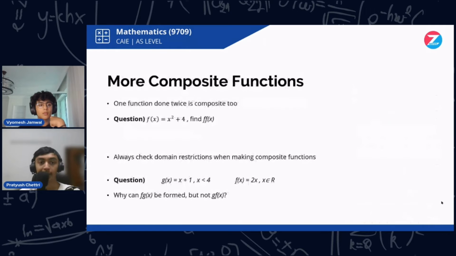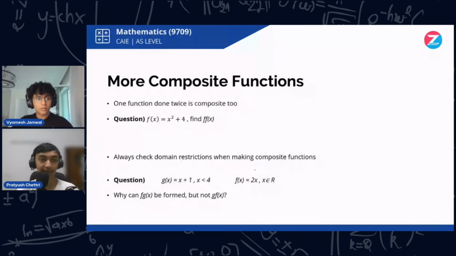Okay, so a little bit more on composite functions. You can do the same function twice, such as here. Question: f of x is x squared plus 4. You can find ff of x, which is just, you put in f of x instead of x. So you put x squared plus 4 instead of x.